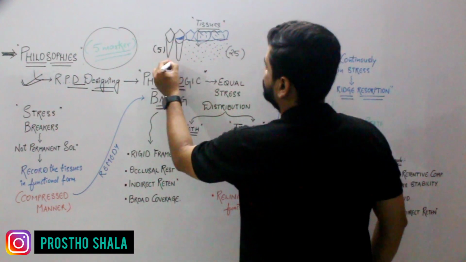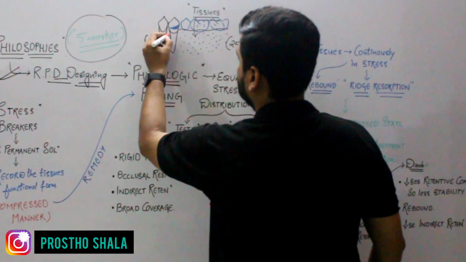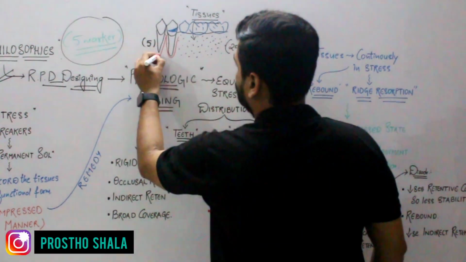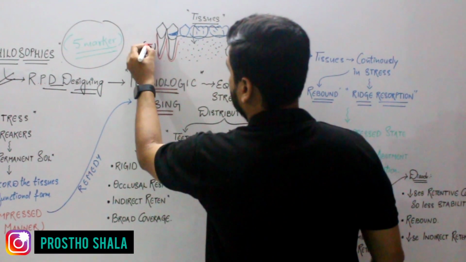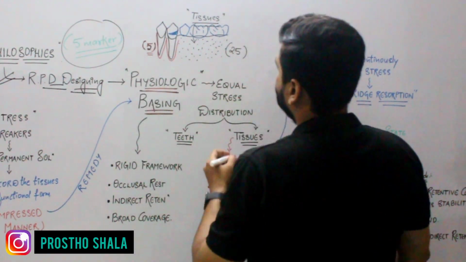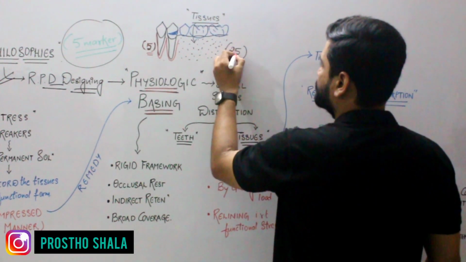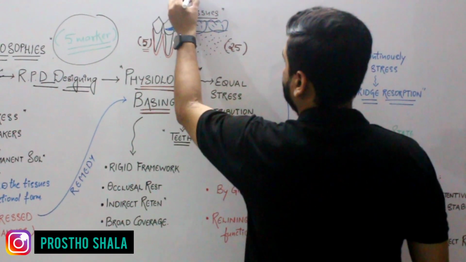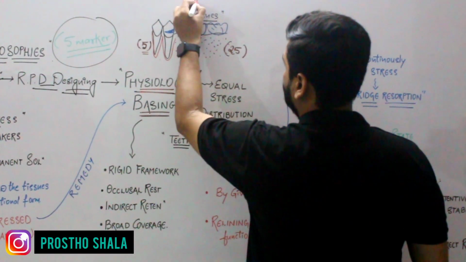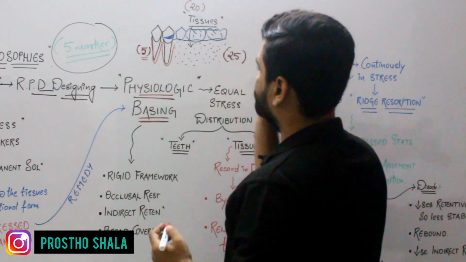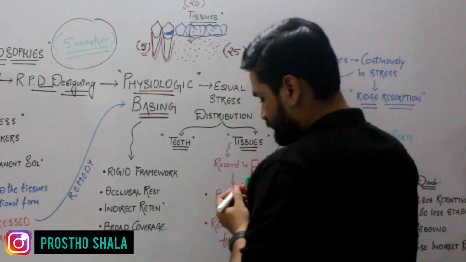Now there was one more problem which the proponents of the physiologic basing philosophy pointed out. When the tissues and the teeth are compressing, suppose the teeth compress due to the presence of the periodontal ligament. Let us assume the compressibility value as 5. Similarly, the tissue's compressibility value is 25. So there is a difference of 20 values in the compressibility. Okay, this is just a hypothetical situation.